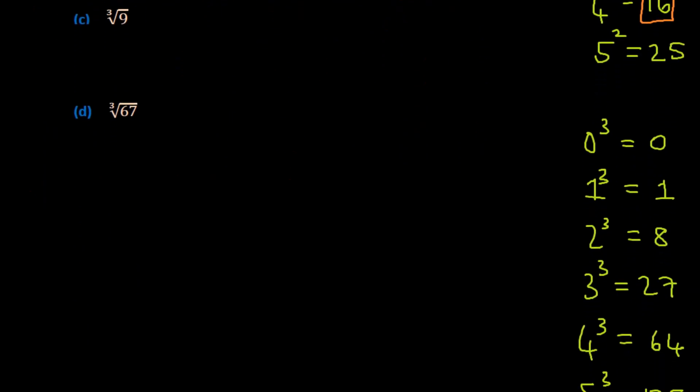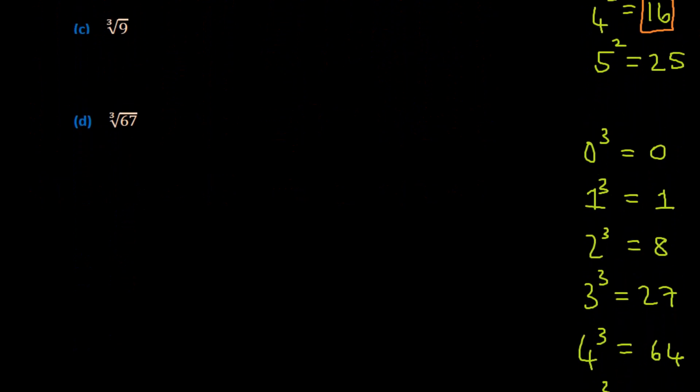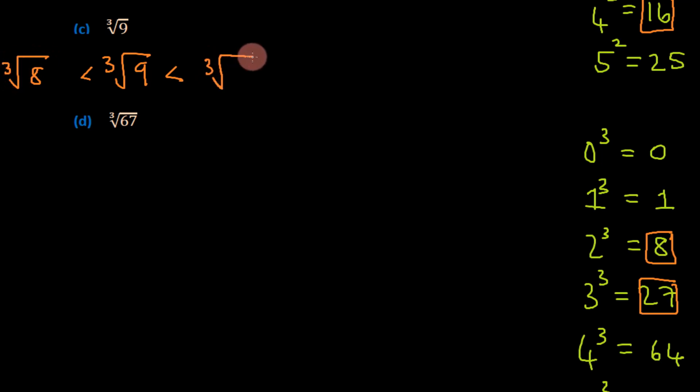Now, the number 9 lies between these two perfect cubes. It lies between 8 and 27. So that means that the cube root of 9 lies between the cube root of 8 and the cube root of 27. The cube root of 8 is 2, and the cube root of 27 is 3. So the irrational number, the cube root of 9, lies between these two whole numbers, 2 and 3.